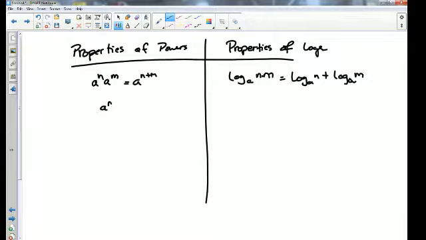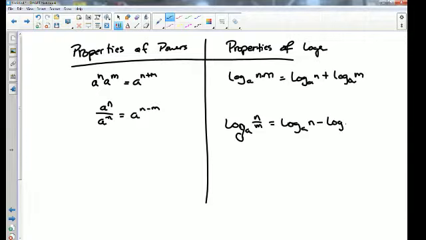Okay, what do we do here? You subtract. So if I had a log division, it's exactly what you're thinking and saying. See how divide, subtract, divide, subtract. They go together, right? Okay.